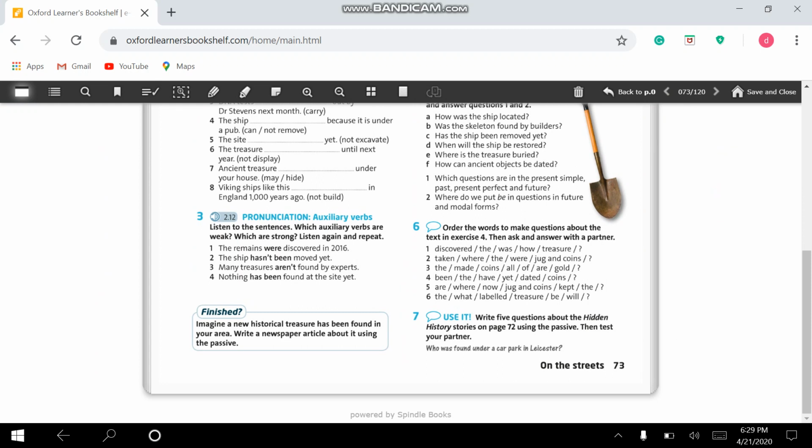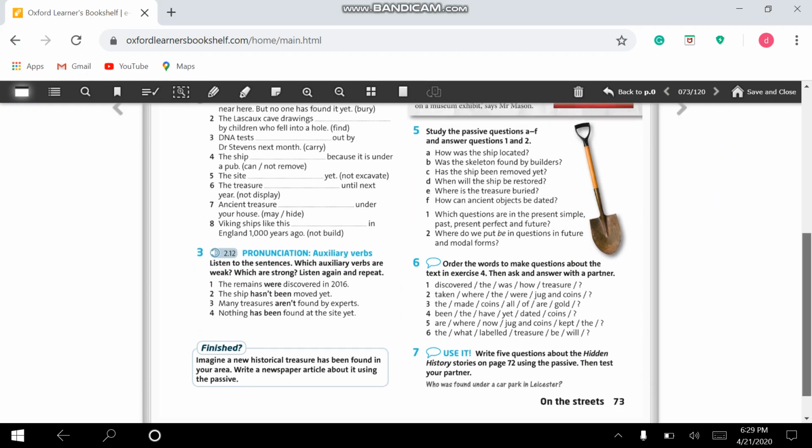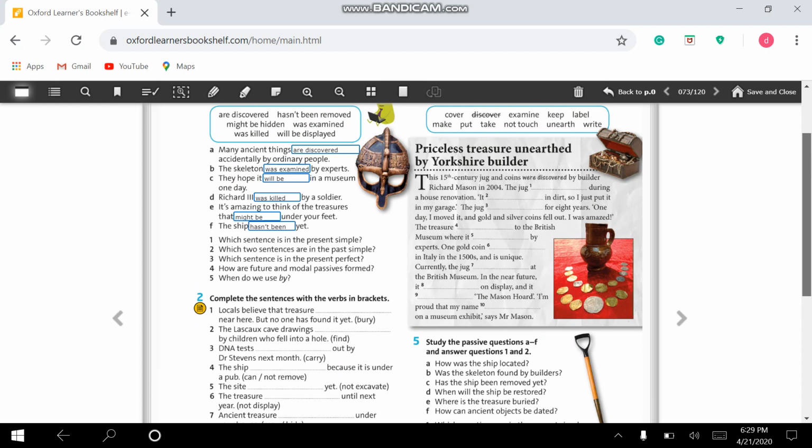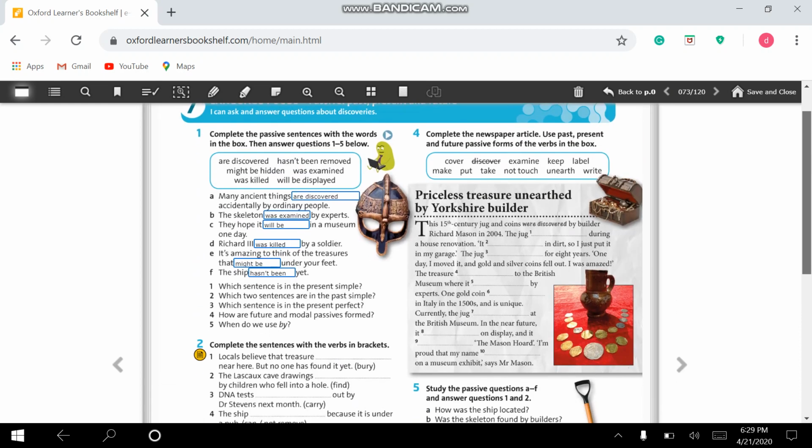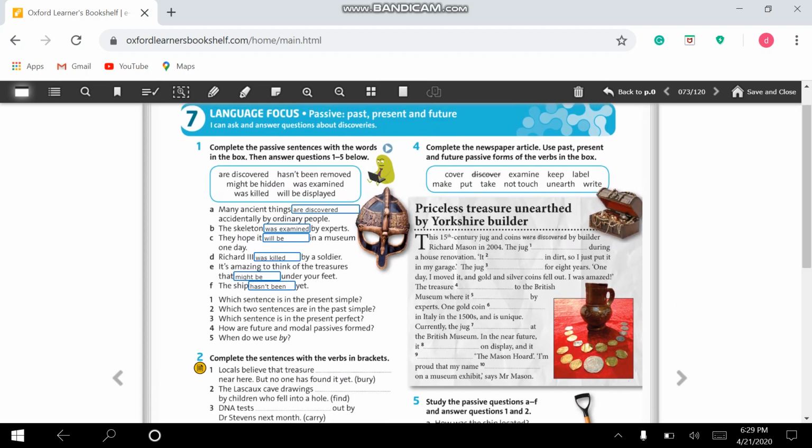Imagine a new historical treasure has been found in your area. Write a newspaper article about it using the passive. This is a homework. Okay? And if you finish with your homework, you can complete also exercise number 4 for tomorrow. And the rest of them you're going to complete in the next hour. Okay?